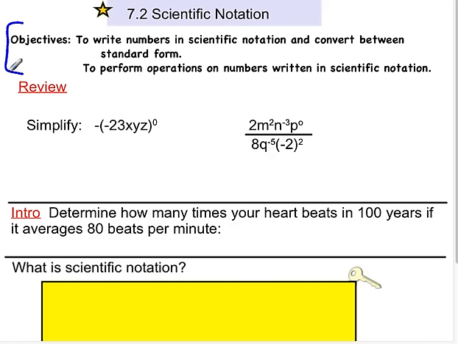Before we dive too far into that, I do want to do a quick review of our 7.1 notes on zero exponents and negative exponents. In this first example, what I'm noticing is this whole parenthesis is being taken to the 0 power. And if we recall, anything to the 0 power is just 1. And that negative out front is not affected, so it still stays with it.